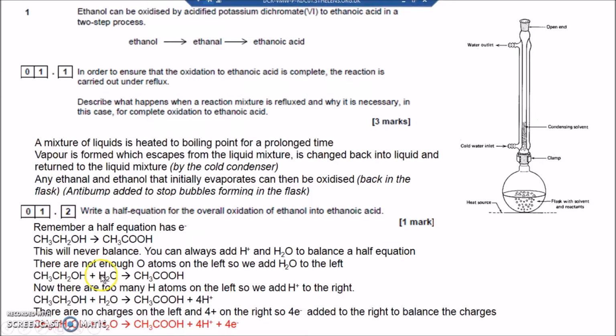So if I add an H2O onto the left hand side, now the O's balance, but unfortunately the H's don't. I've got 3, 4, 5, 6, 7, 8 H's on the left and only 4 on the right hand side. So I need 4 extra H's on the right hand side. That's when I use H plus. So I'll put H plus on the right hand side and I'll need 4 of them. Now all the H's and the O's balance. Unfortunately I've got 4 pluses on the right hand side and no pluses on the left hand side, and that's where the electrons come in. My electrons can balance that by putting 4 electrons on the right hand side. So CH3CH2OH plus H2O makes CH3COOH plus 4H plus plus 4 electrons.